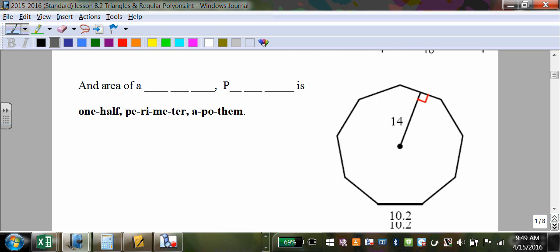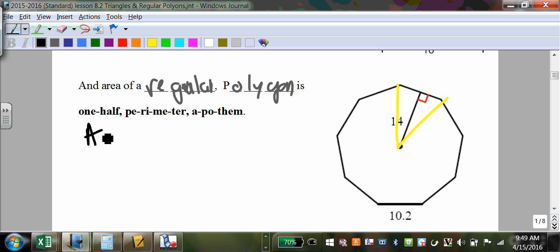How is a triangle and a regular polygon related? A regular polygon is simply made up of a bunch of triangles. We did that last night. And your apothem replaces height. Your perimeter replaces base. So area of a regular polygon is 1/2. Instead of base, we write perimeter times apothem. I want you to do this with me.